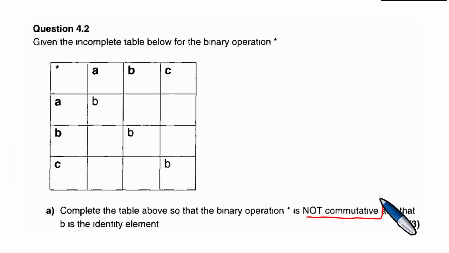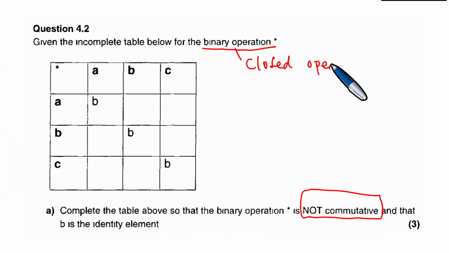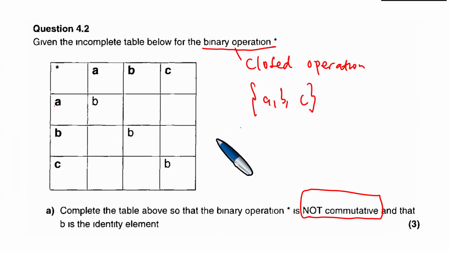In the previous question, we said that the star is not commutative. But also we were told that it is a binary operation. So a binary operation means it is a closed operation. What does it mean it is a closed operation? It is an operation such that when you combine any pair of elements, you get a result that is in the set. So the set we are studying has the elements A, B, and C, but it has also the operation there. Meaning in each row we must get all the elements here.